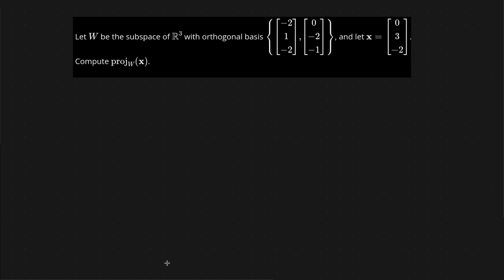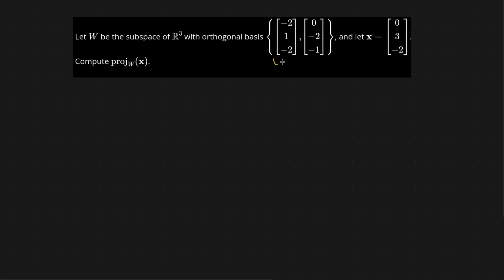So let's take a look at an example. Let's let W be the subspace of R3 with orthogonal basis given right here. And let's let X be some vector in R3. Let's compute the orthogonal projection of X onto vector space W. Okay, so how do we do that?